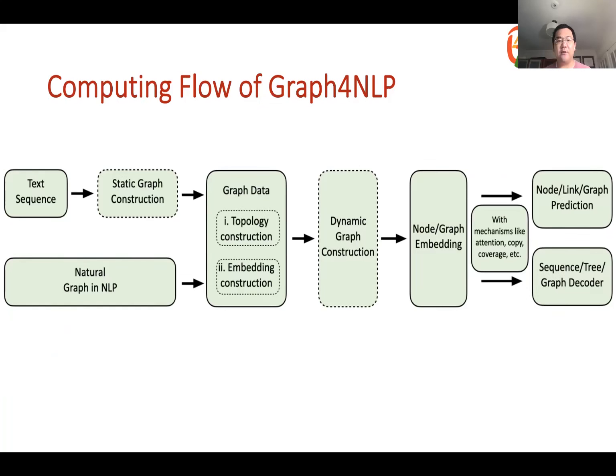But if we don't have a static graph, then in this part you can call our dynamic graph construction module. And then we can feed that to the graph neural network method to generate node-level or graph-level embedding. And then we can do either node classification, link prediction, or graph prediction, or we can do a sequence decoder or graph decoder.